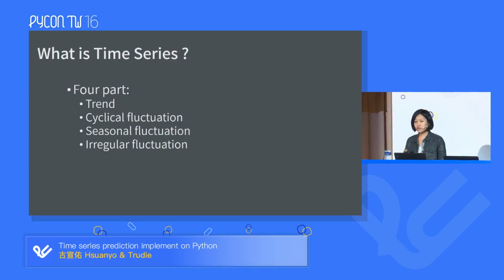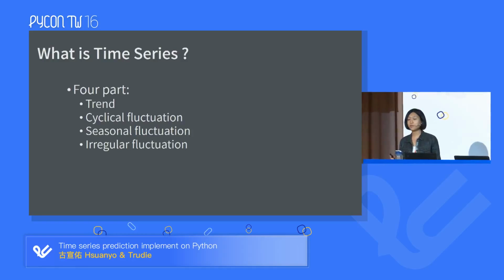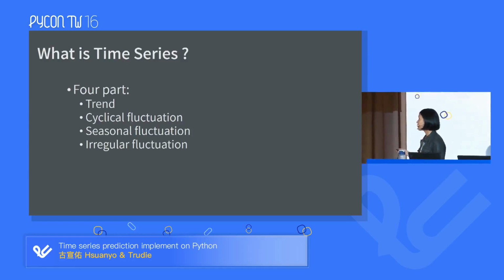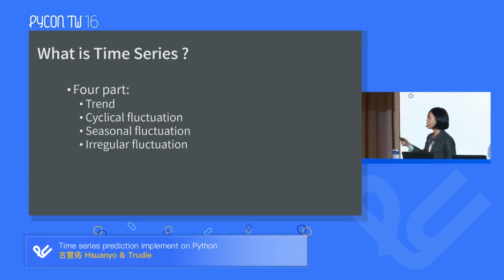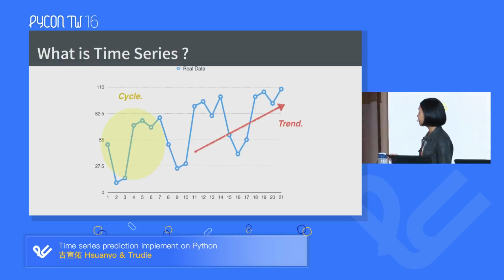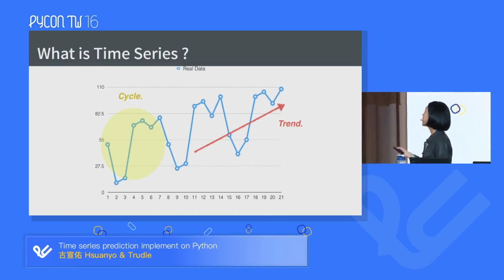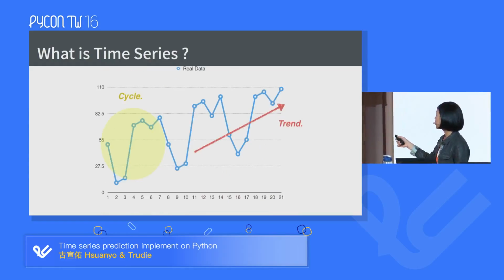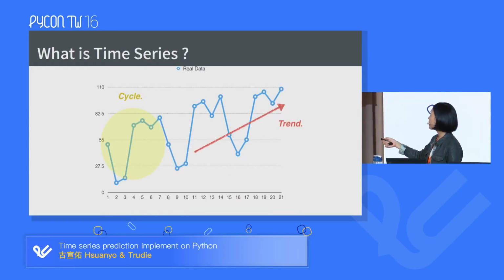Normally we decompose the time series into 4 parts: trend, cyclic fluctuation, seasonal fluctuation, and irregular fluctuation. I'm going to use pictures to help you understand these 4 parts. You can see the value growing very slowly. We can call it trend, an increasing trend.